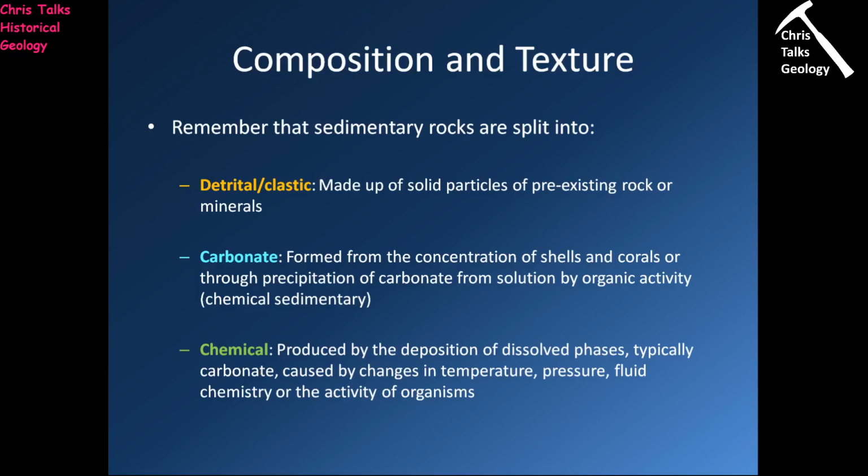Those are produced by the deposition of dissolved phases, that means dissolved minerals, typically carbonates, but it can also be silica, so quartz. The carbonate or the silica is dissolved in the water, and all you have to do is encourage that mineral to exit the water. So you have to do things like change the temperature, change the pressure, change the fluid chemistry, or maybe have some kind of organism in the system that will actually encourage that particular mineral to come out of solution. So just by changing the environmental conditions, you can encourage minerals which are dissolved in hydrothermal fluids to exit the hydrothermal fluid and precipitate out as solid minerals.